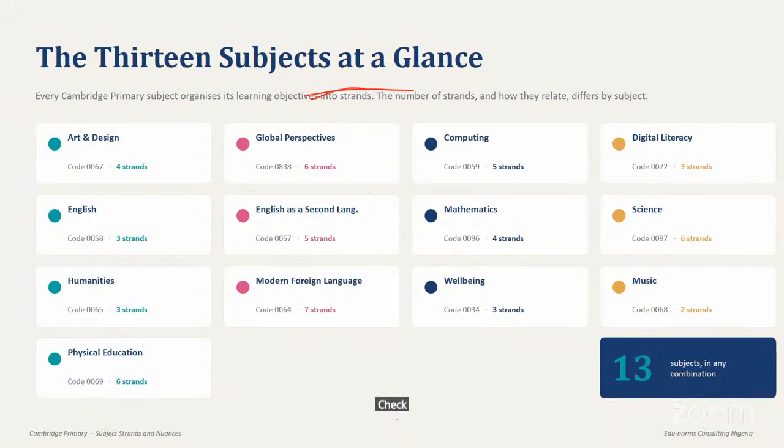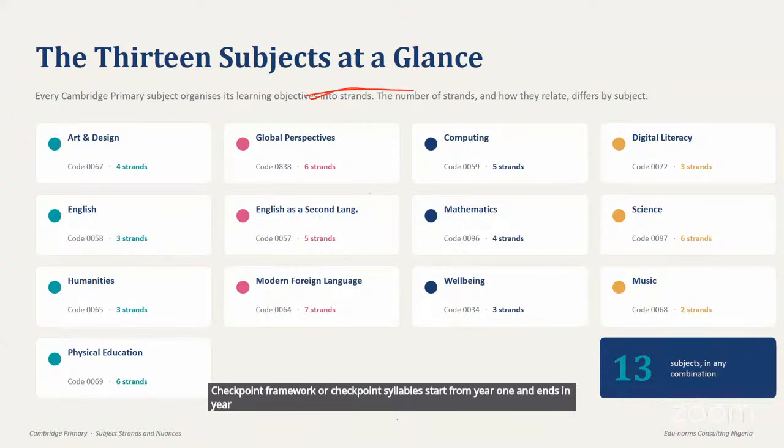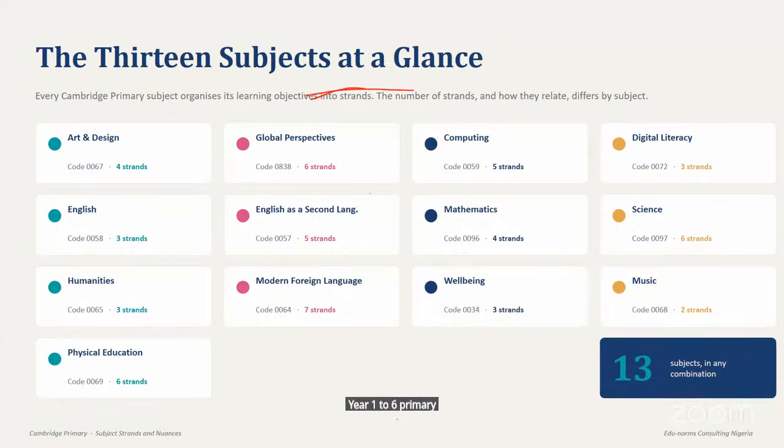The checkpoint framework or checkpoint syllabus starts from year 1 and ends in year 9. Year 1 to 6 is primary, year 7 to 9 is lower secondary. That's checkpoint. After the 9 years of checkpoint, the next learning years, which are just 2 years for the upper secondary, are year 10 and year 11.